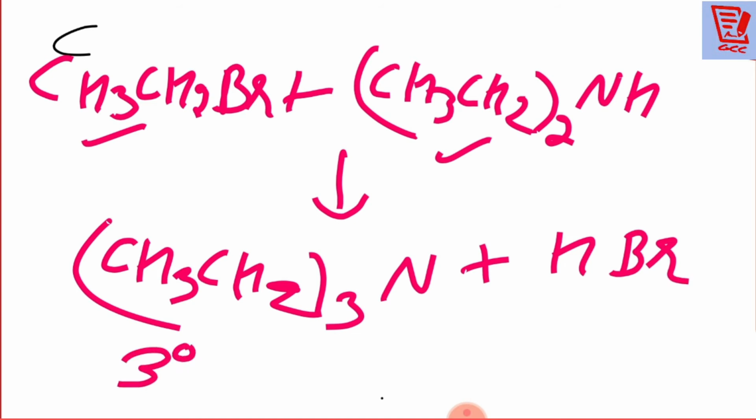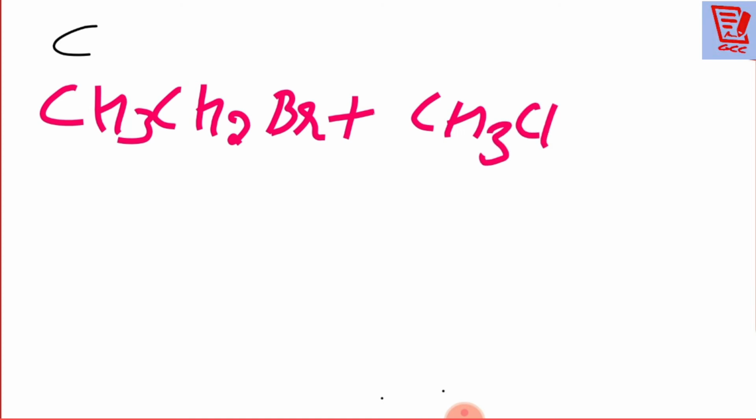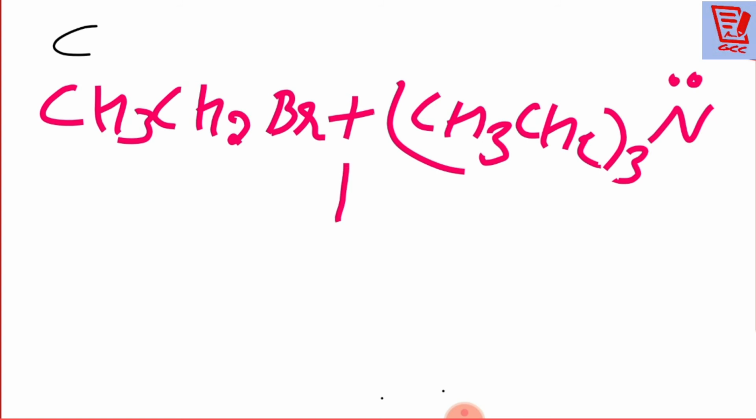This is called a tertiary amine. What do you call it? Yes, you may call it tertiary amine. Is that clear? Now in the same way, this tertiary amine we can use further. We can use it further. Then CH3CH2Br plus (CH3CH2)3N. Then what are we getting over there?